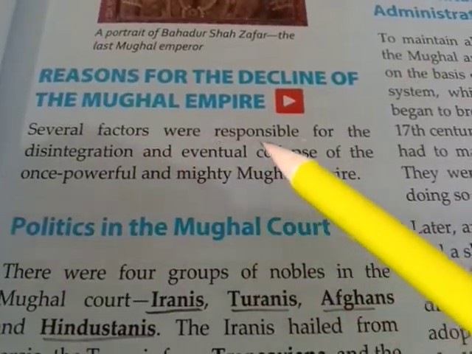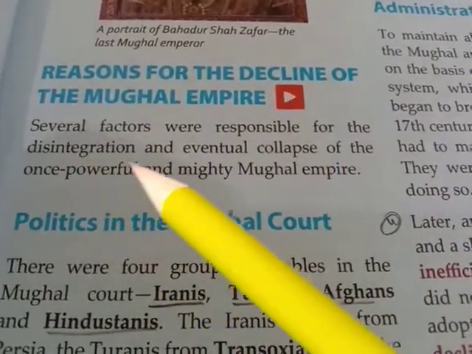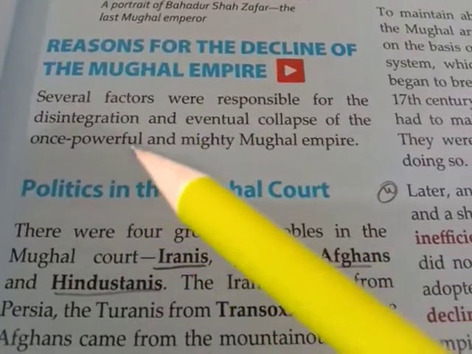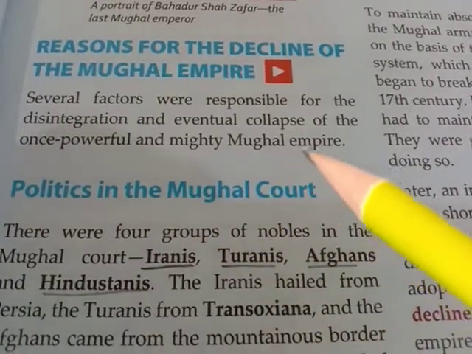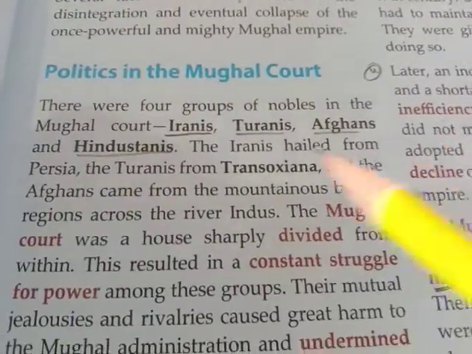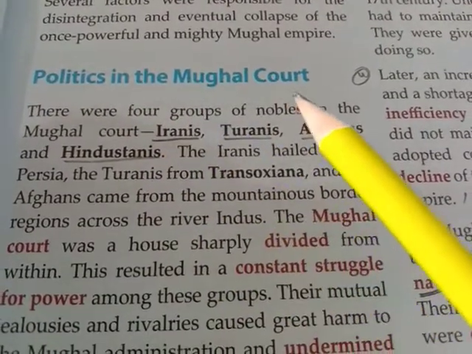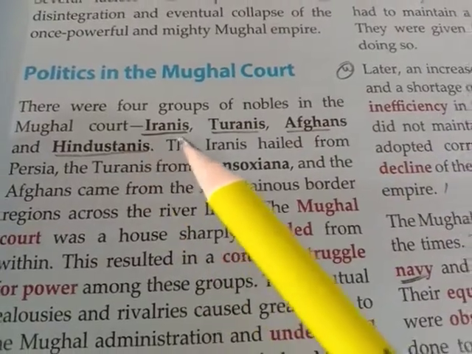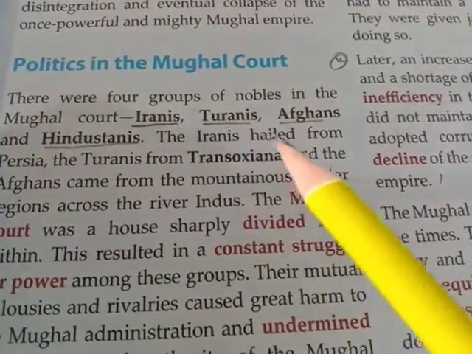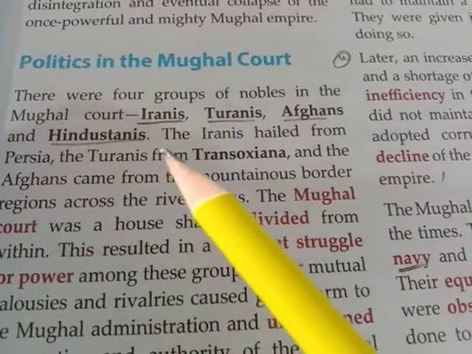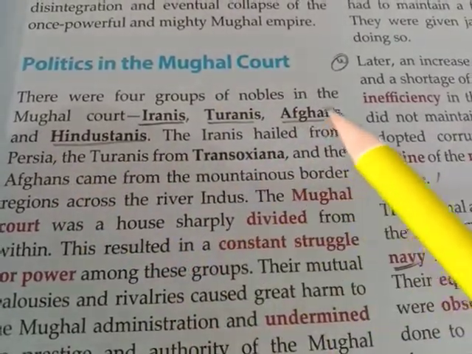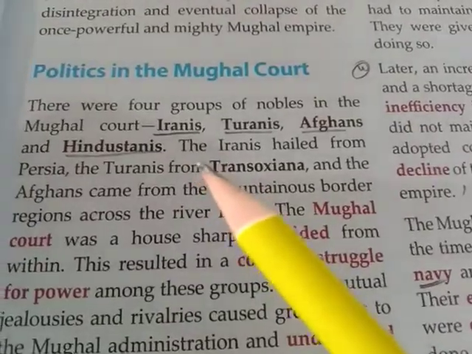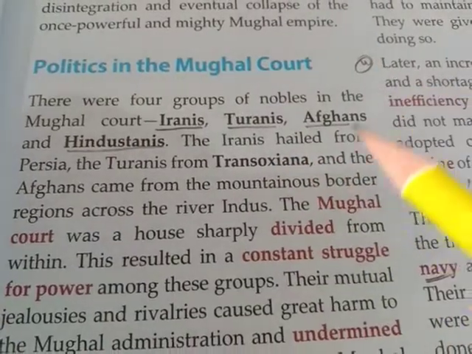Several factors were responsible for the disintegration and eventual collapse of the once powerful and mighty Mughal Empire. First, the policies in the Mughal court. There were four groups of nobles in the Mughal court: Iranis, Turanis, Afghans and Hindustanis. These four types of nobles were in the court of the Mughal Empire. They were rich, brilliant and helpful to the Mughal rulers.